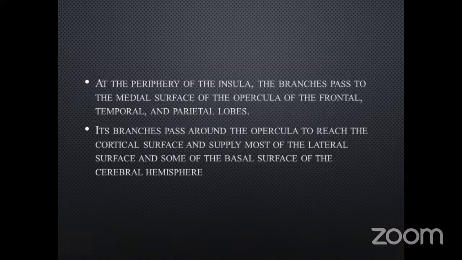At the periphery of the insula, the branches pass to the medial surface of the opercula of the frontal, temporal, and parietal lobes. Its branches pass around the opercula to reach the cortical surface and supply most of the lateral surface and some of the basal surface of the hemisphere.